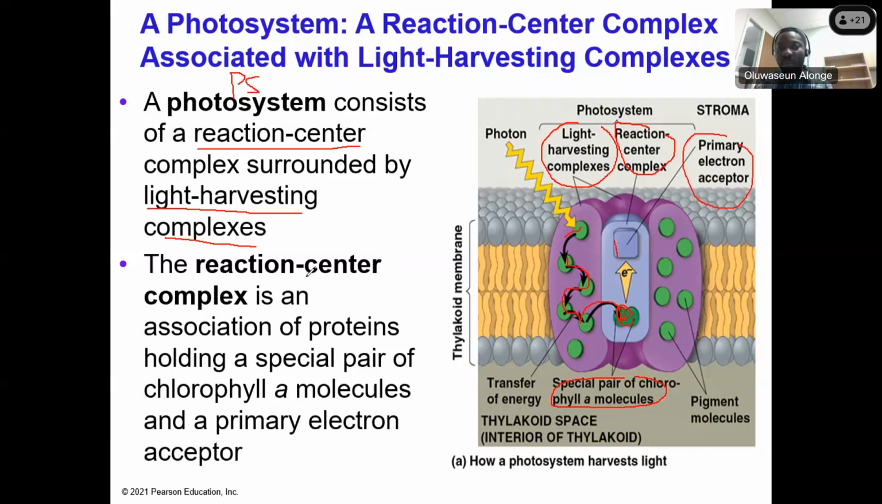So a reaction center is an association of proteins holding a special pair of chlorophyll. That's why we call this the reaction center. And a primary electron acceptor. So you see, this is the reaction center. It consists of the pair of chlorophyll and NADP plus, which is the electron acceptor in this case.